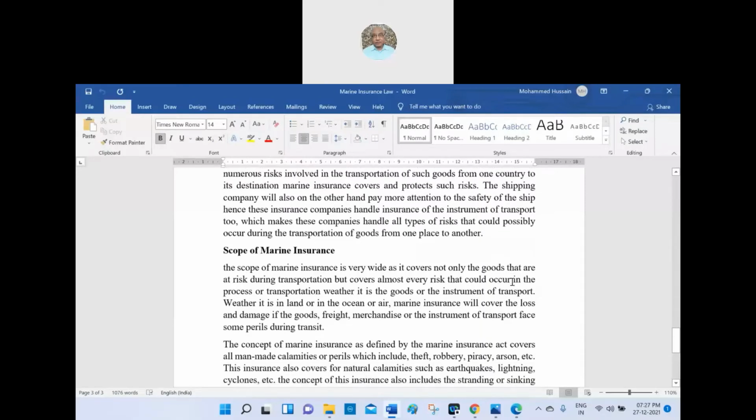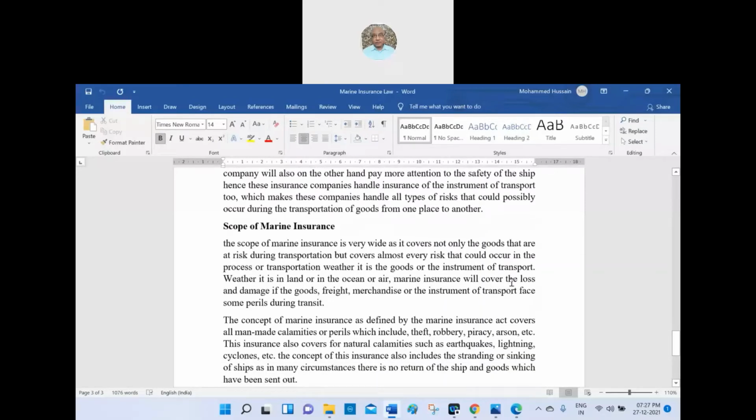The scope of marine insurance is very wide, and it covers not only the goods that are at risk during transportation, but almost every risk that could occur in the process of transportation, whether it is the goods or the instrument of transport.